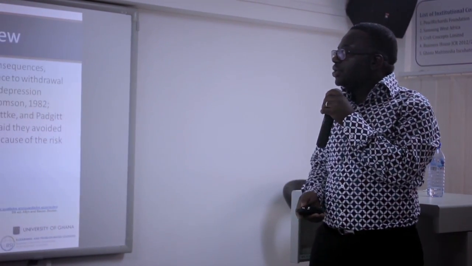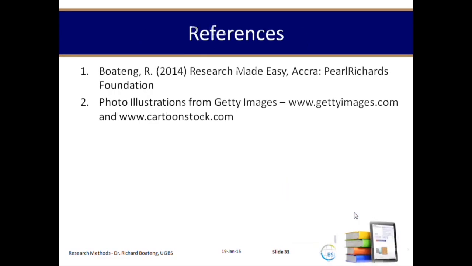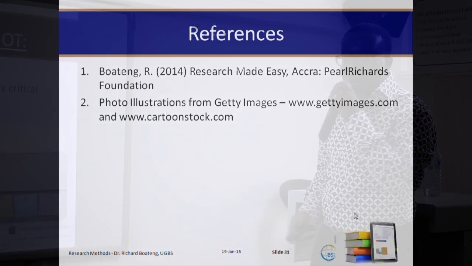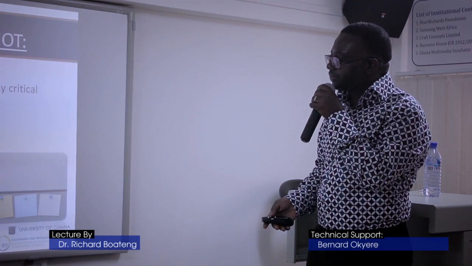The write-up is good. So we see that a good literature review always has argument, evidence, and illustration. That's a very core thing about literature review. Whenever you do a literature review, you are not just doing an annotated bibliography or a summary of available materials. You are trying to put arguments together, put your evidence together, and then show illustration. That is what a good literature review should look like.